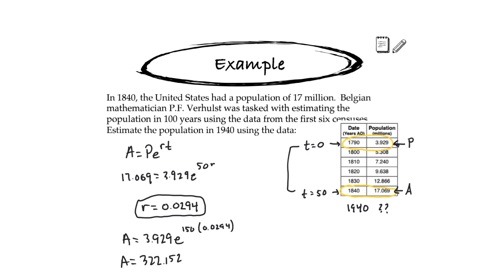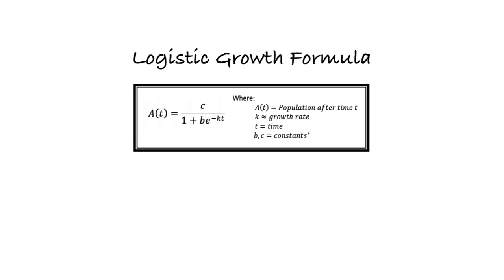If we were to take a look and see how this compares to Verhulst's estimate, we'll see it's substantially different. In fact, Verhulst estimated a much smaller number of people in 1940, and his answer was much more accurate. The model that he used was a logistic growth model. So a logistic growth model differs from an exponential growth model in a few ways. First, note the difference in the formula. A of t is equal to c divided by 1 plus b times e to the negative kt.